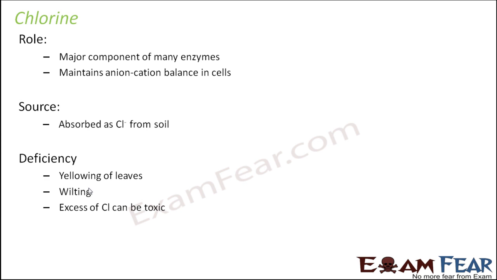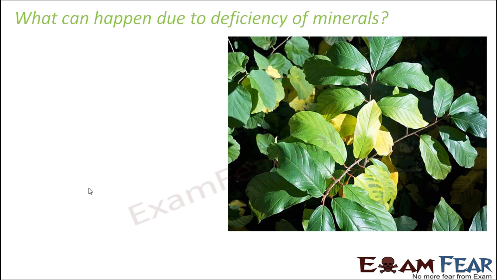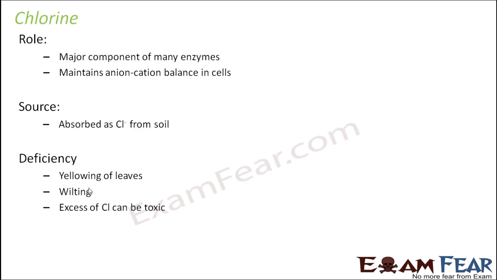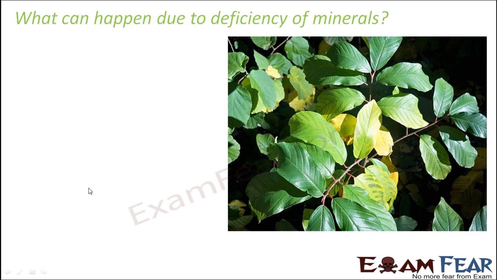Source of chlorine: it is absorbed as chloride ion from the soil. Deficiency can cause yellowing of leaves or wilting, and excess of chlorine can also be toxic. So these were some of the important micro as well as macronutrients and their role, source and deficiency in plants.